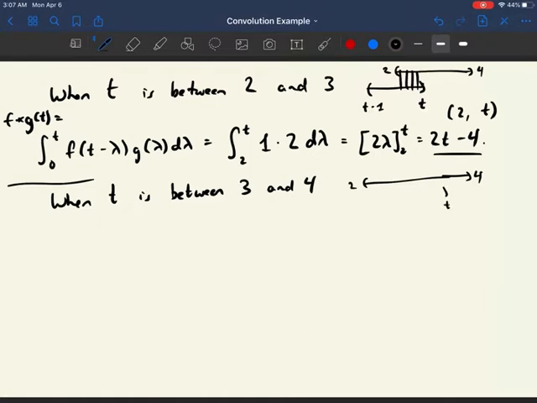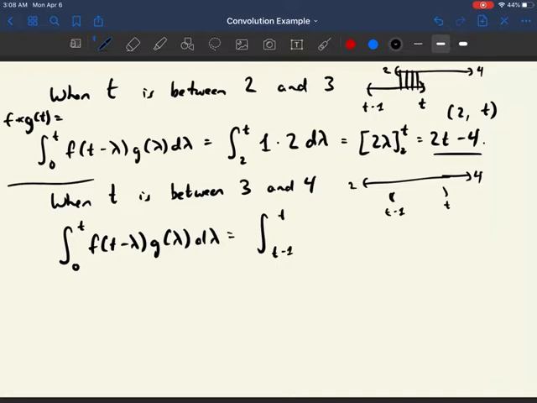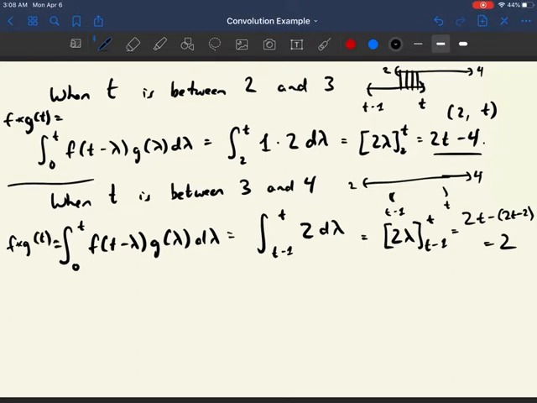3 and 4, well, then we have our interval from 2 to 4, and t is between 3 and 4, so t is over here, and t minus 1 is also entirely contained in this region. So now the integral from 0 to t, the only non-zero part of that will be from t minus 1 to t, and again it's 2 d lambda that we will be integrating. So we get 2 lambda between t minus 1 and t. If we do that out, we get 2t minus (2t minus 2), which is equal to 2. So f star g of t is equal to 2 on this second region from 3 to 4.